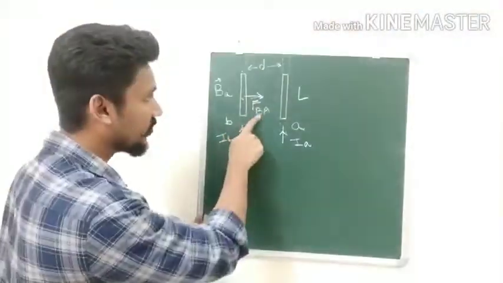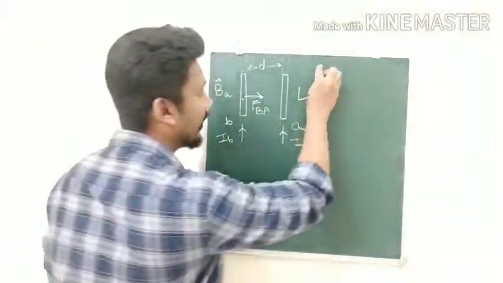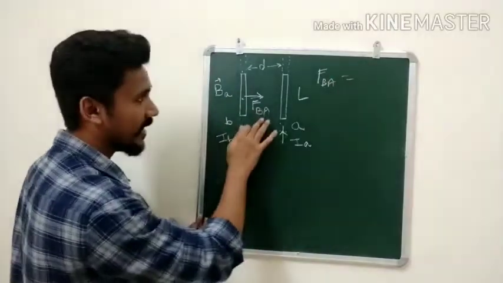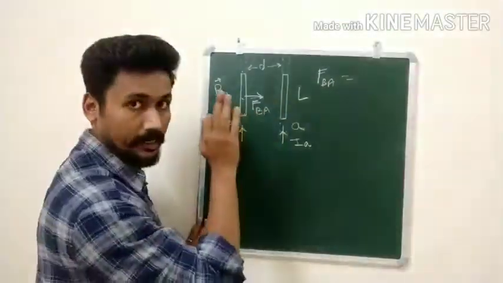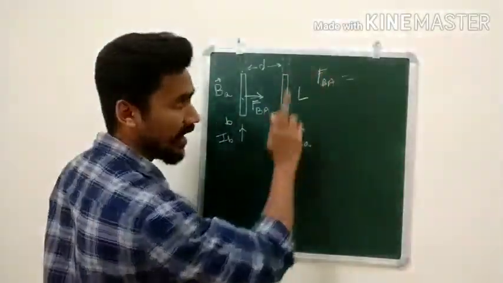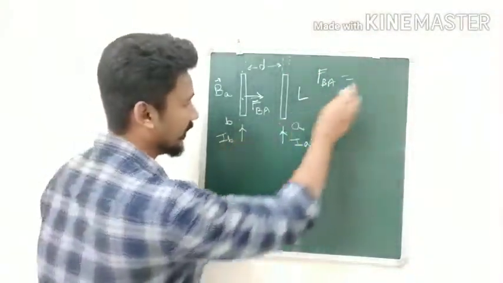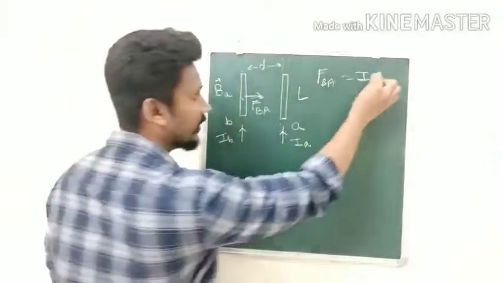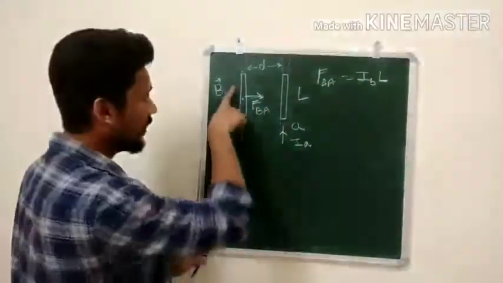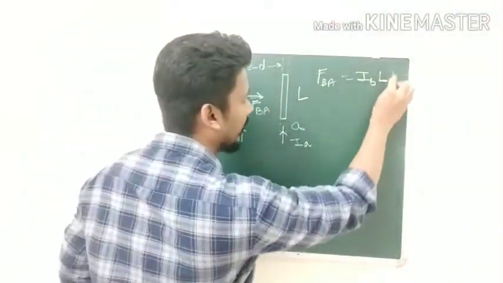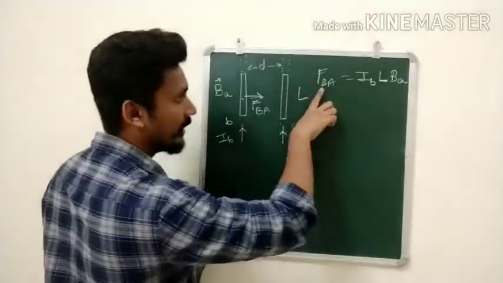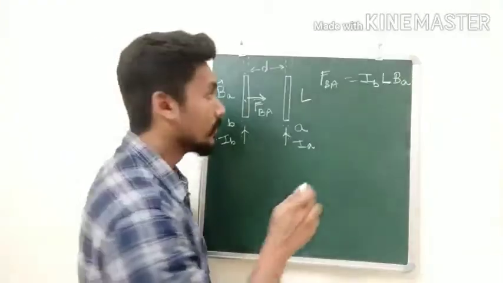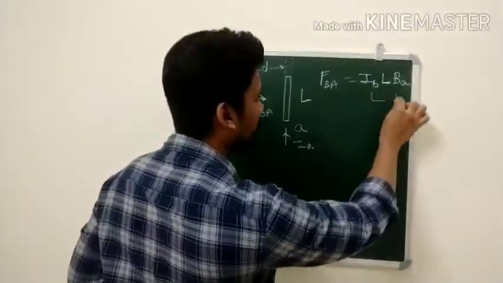Now let us find the magnitude of this force. The direction is already known, so here I will mention only the magnitudes. FBA will be I L B. How much is the current? The current is IB. How much is the length? It is equal to capital L. And the magnetic field is BA. So FBA will be equal to IB into L into BA. Let us call this equation number 1.